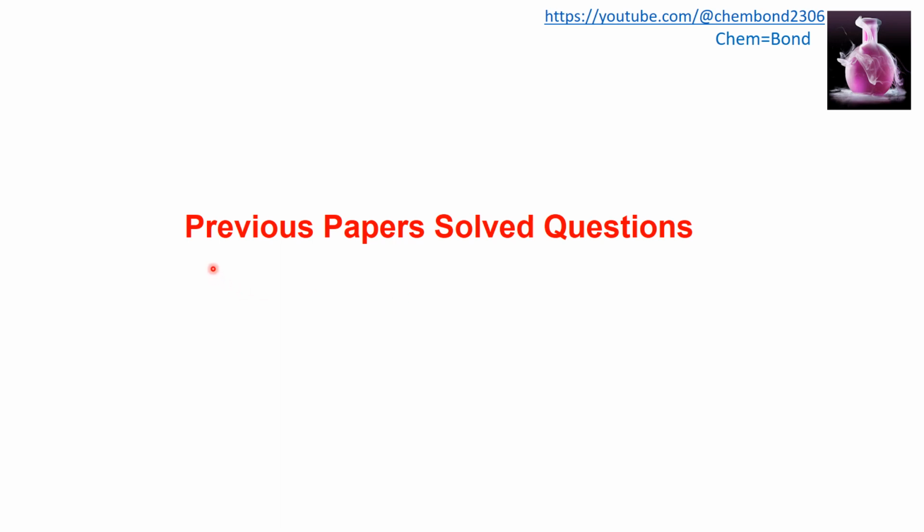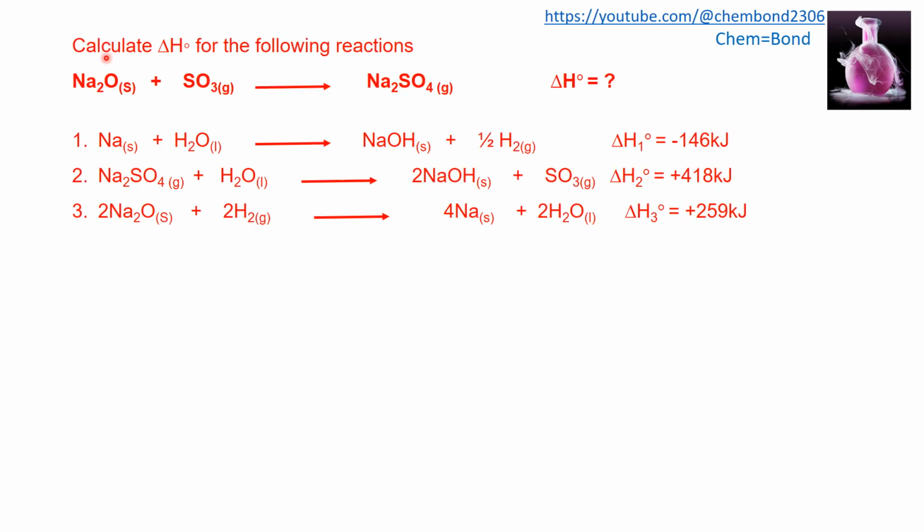Video is about some previous paper solved question from Federal Board and KPK Board. Calculate delta H of the following reaction. Sodium oxide will react with sulfur trioxide and produce sodium sulfate. And we will find delta H enthalpy for this reaction.